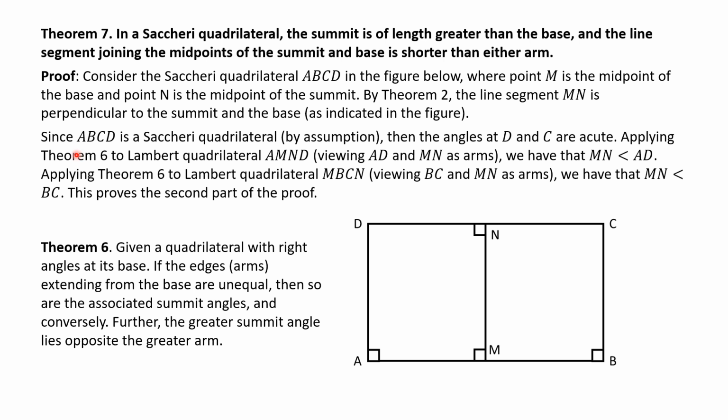Then we apply theorem 6 again, but to MBCN. And again, the angle at N here is bigger than the angle at C, which we know is acute. So this side here, BC, is greater than MN. So we've proven basically the second part here. The line segment joining the midpoints of the summit and base is shorter than either arm. So now we need to prove the first part. The summit is of length greater than the base. We need to show that DC is greater than AB. And we'll do that on the next slide.